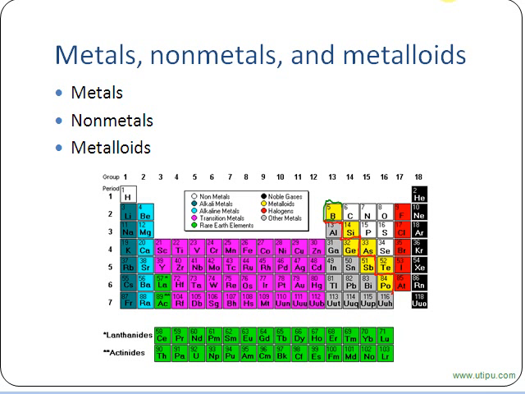Things like, say, silicon. That's one of the reasons why silicon is used in computer chips, because it sometimes acts like a metal, sometimes like a nonmetal. So sometimes it can conduct well, sometimes it can't. And that lets you turn on electricity and turn on currents at certain times, which basically allows it to work as a computer chip material. So these are your metalloids that sit right there.